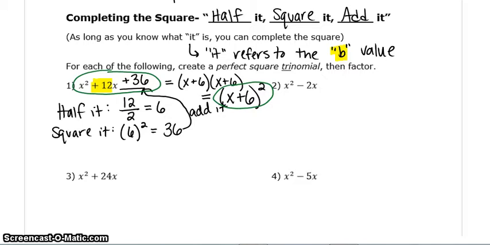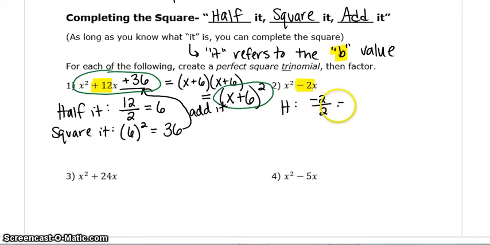So let's take a look at example 2. X squared minus 2x. We're going to go through the same process of creating a perfect square trinomial and then factoring it. So first thing I need to identify is the b value. The coefficient in front of the x here is a negative 2. So I need to half it, which I'm just going to abbreviate with an h. So I'm going to take the negative 2 and cut it in half. Negative 2 divided by 2 is negative 1. Then I need to square it. So I need to take the negative 1 that I just got and square it. Any number squared, whether it's a positive number or a negative number, any number squared is always positive. So negative 1 squared is going to be positive 1.